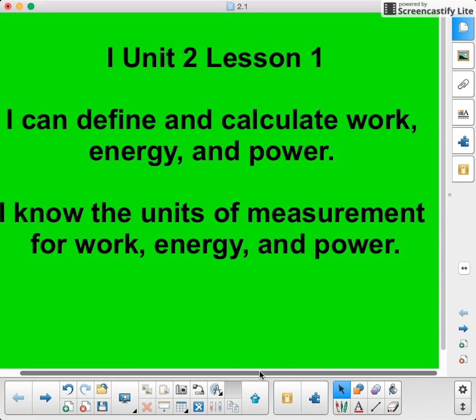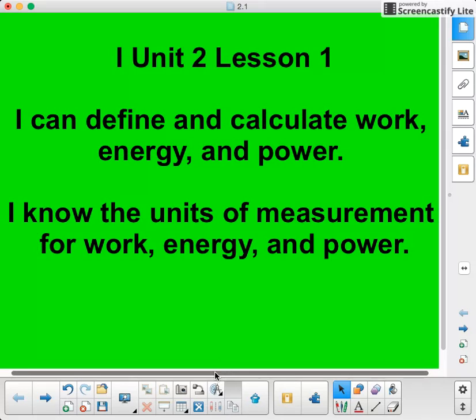These are the notes for Module I, Unit 2, Lesson 1. The topic is work, energy, and power. There are two learning targets for this lesson. The first is I can define and calculate work, energy, and power. And the second is I know the unit of measurement for work, energy, and power.